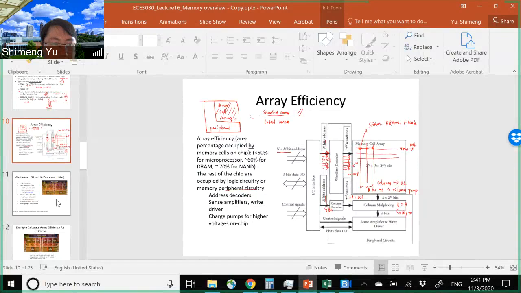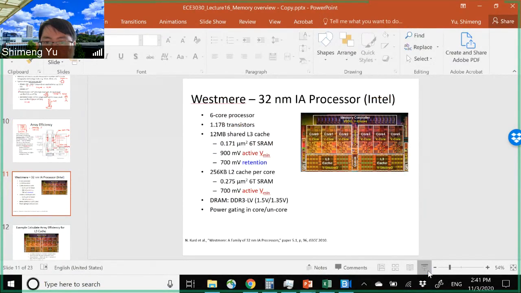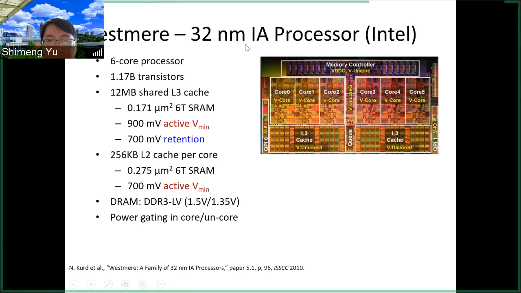Okay, so then let's look at one real example from the industry. This is a 32 nanometer processor from Intel, and this is the image of the processor under the microscope. In this case, we have a 6-core processor. So you see here 6 cores. And in total, we have more than 1 billion transistors on this chip. And here the L3 cache is labeled. The L3 cache is shared, so this part is shared by cores 0, 1, 2, and this part is shared by 3, 4, 5.